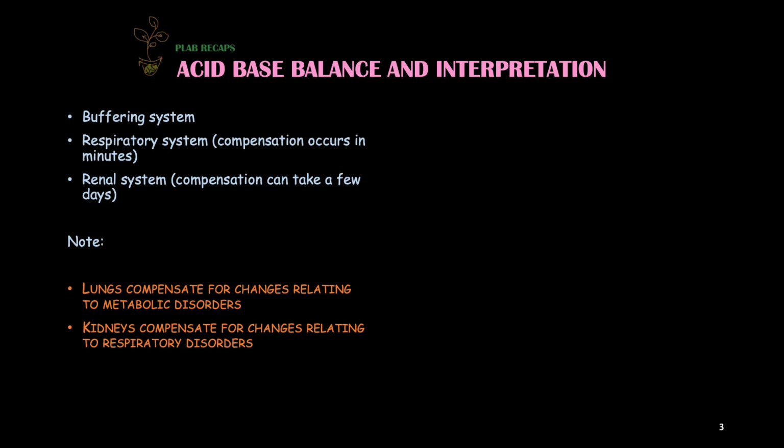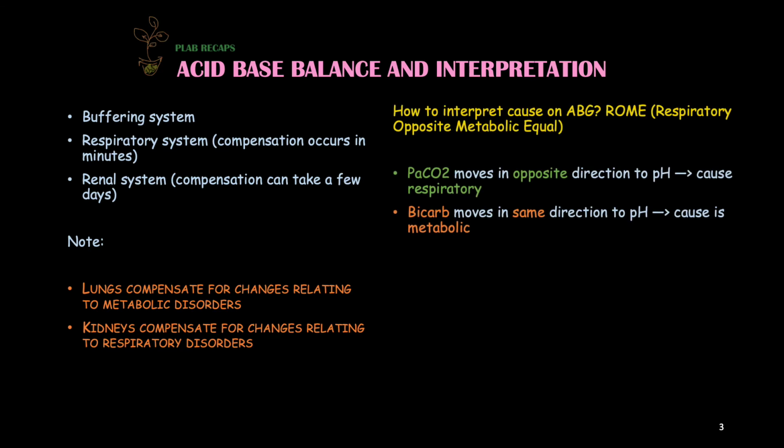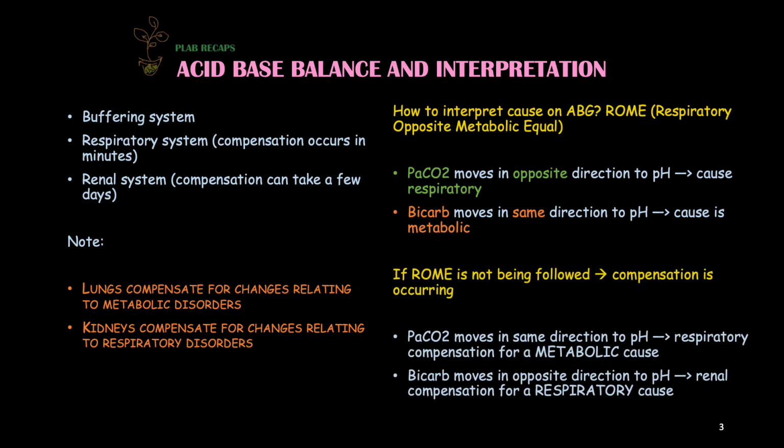A simple mnemonic to spot the disorder is ROME, respiratory opposite and metabolic equal, meaning that if the cause is respiratory, the carbon dioxide will move in the opposite direction to the pH. But if the cause is metabolic, then the bicarb will move in the same direction as the pH. If the rule of ROME is not being followed, then compensation is taking place.